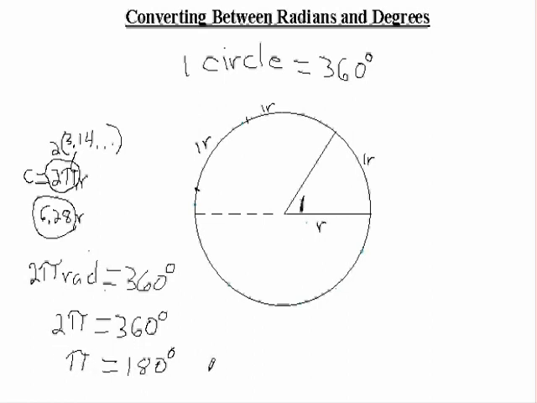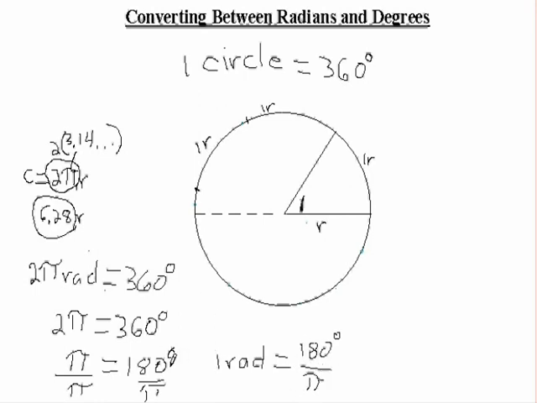So now we have a relationship that would allow us to go on to say that if we divide both sides here by pi, we would have 1 radian, and I'm going to put the abbreviation back again, is equal to 180 degrees over pi.